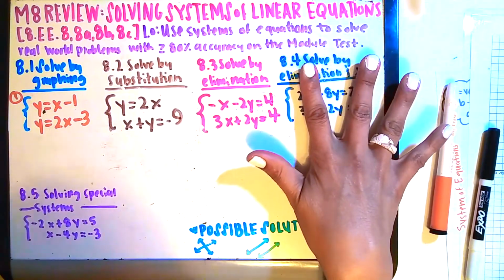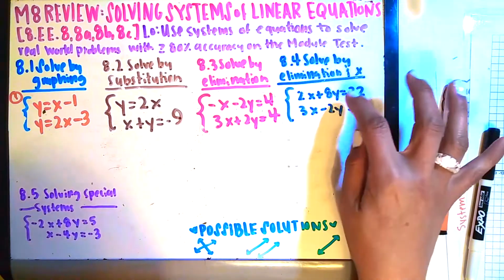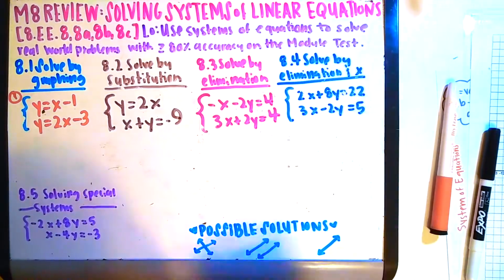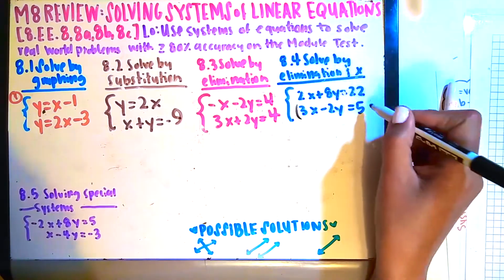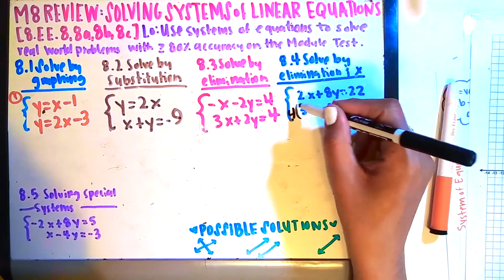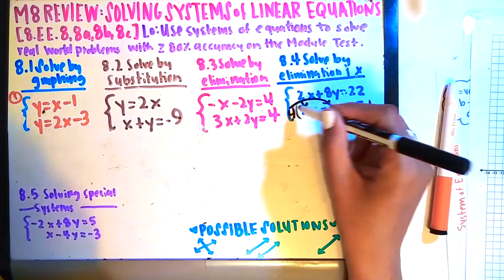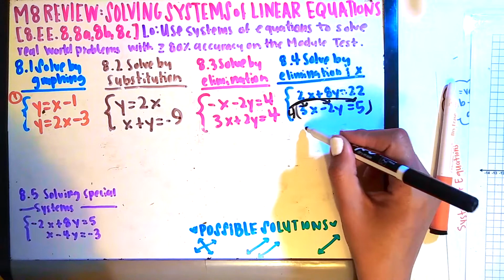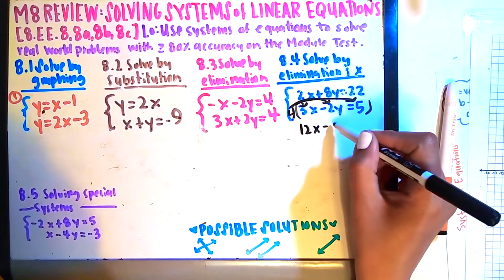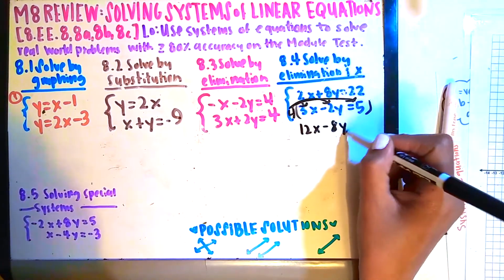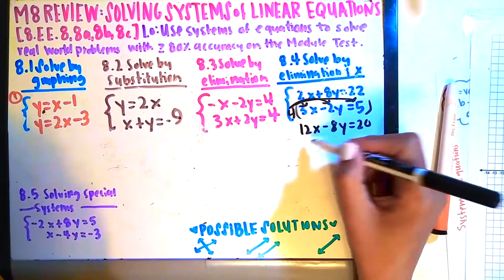But if I look at the y's, my LCM will be 8. So I already have an 8 there. So then I want to get an 8 over here. So then what I have to do is I'm going to multiply by 4 to get to a negative 8. And I multiply that to each of the terms inside the equation. Okay. So now I end up with 12x minus 8y equals 20. And I'm going to bring this one down over here.